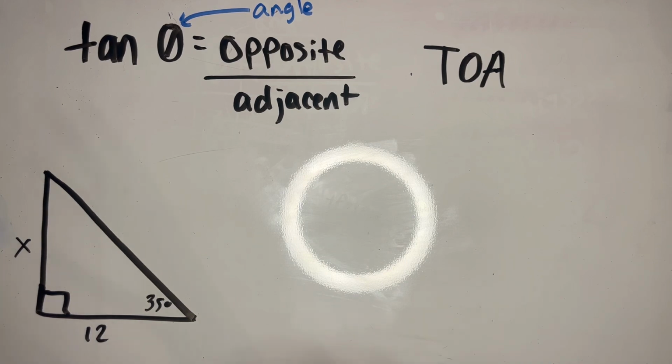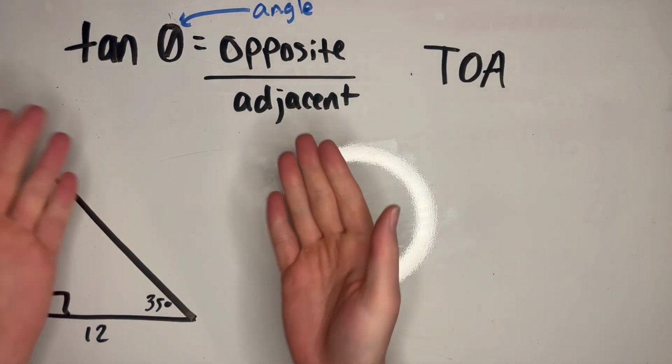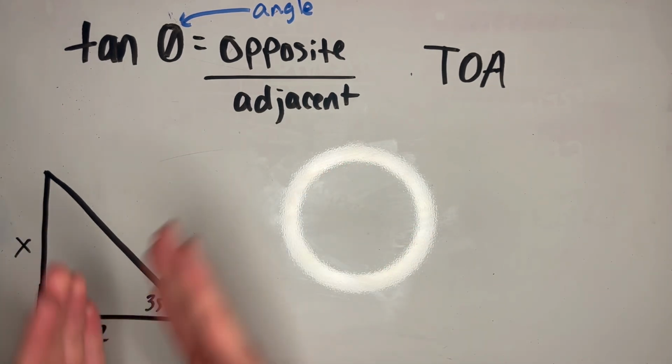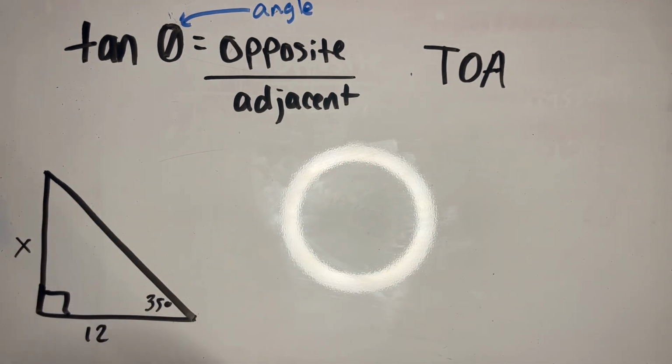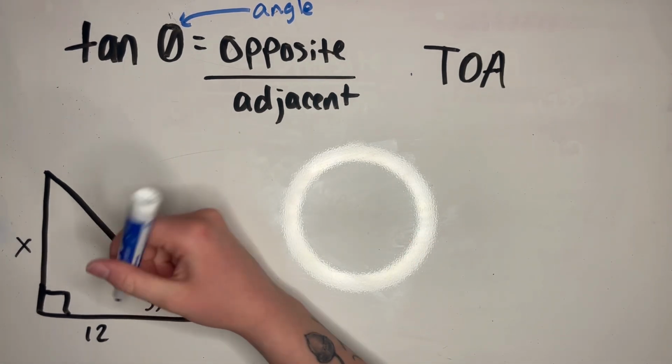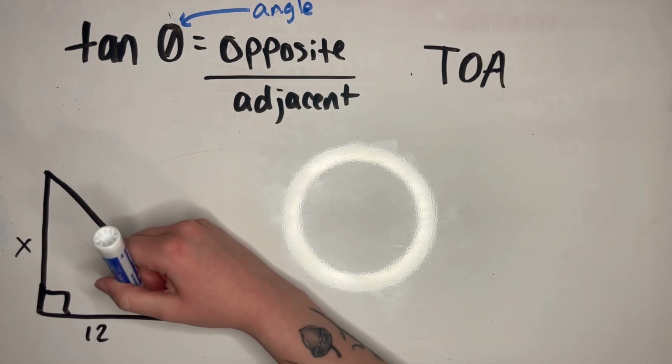So the first thing that I want to do is understand, okay, we're using tangent for these problems. So what do I need to know to use tangent? I need to know my opposite and my adjacent sides. So similar to what we did before, I'm walking through this problem in detail so that you guys understand.